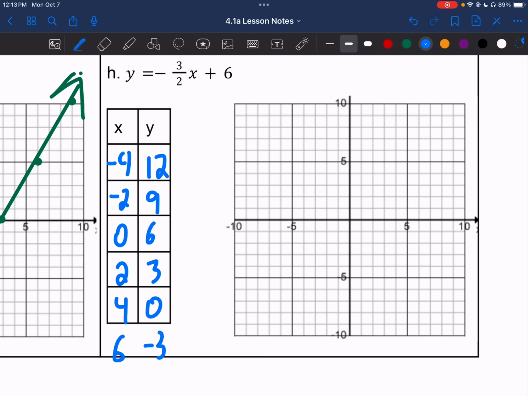All right. So we have -4 and +12 off the grid, -2 and +9, 0 and 6, 2 and 3, 4 and 0, and 6 and -3. And again, we draw in our line, and we have our graph.